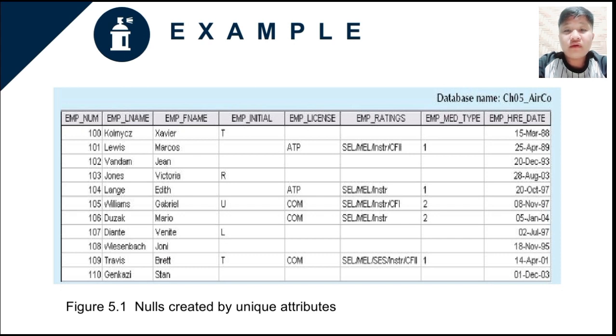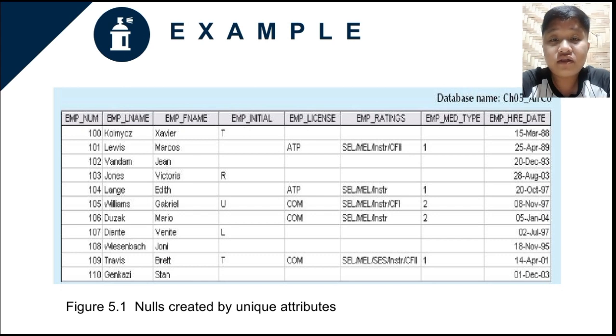Some of the cells in the table are blank, indicating that the attribute is not applicable or unknown for that employee. For example, some employees do not have a license, type, or rating, while others do not have a medical type. The caption below the table explains that these null values are created by unique attributes that are specific to each employee subtype.